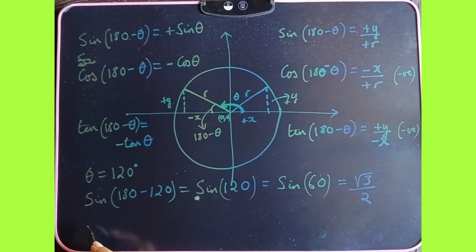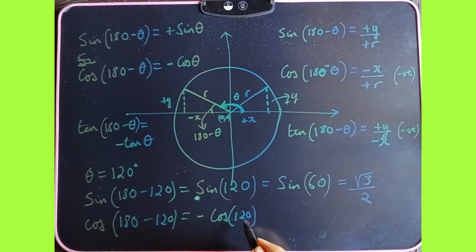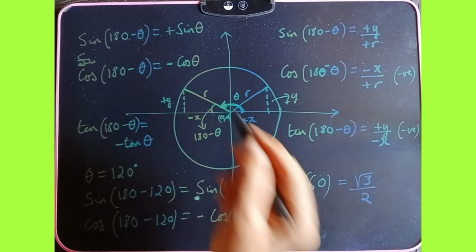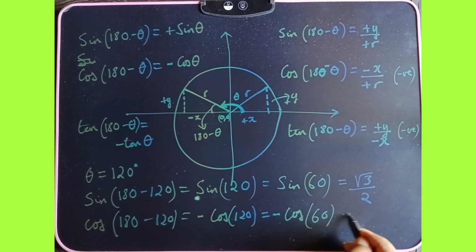Let us take one more ratio. Let us take cos. Cos of 180 minus 120 will be equal to minus cos of 120. But cos of 120 is nothing but the mirror image of 60. So you continue to put the minus sign because we are in the second quadrant, and you say cos of 60, which is half. So I hope this is clear. This is for the second quadrant.